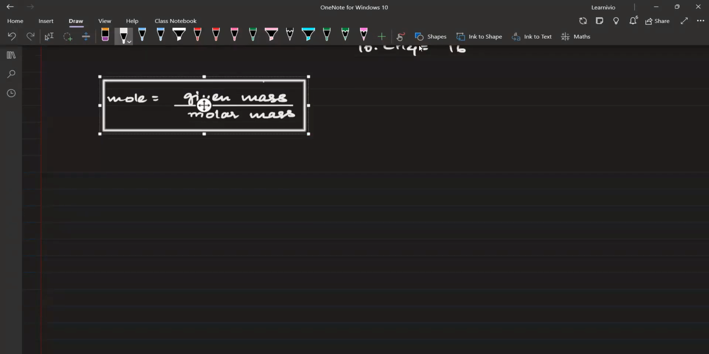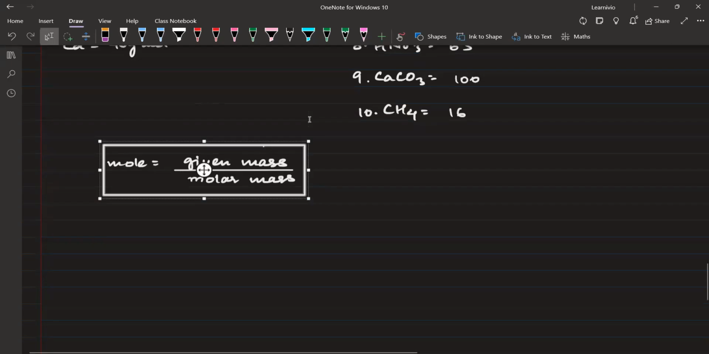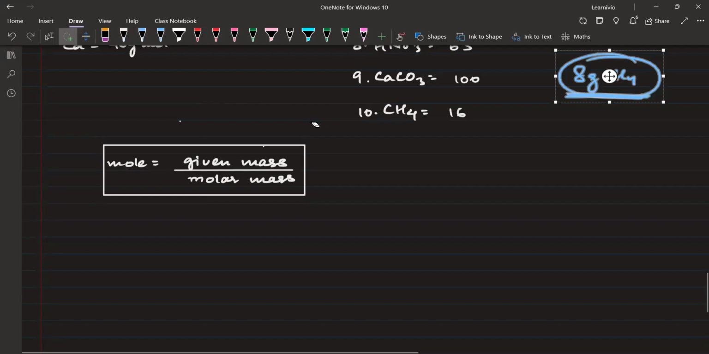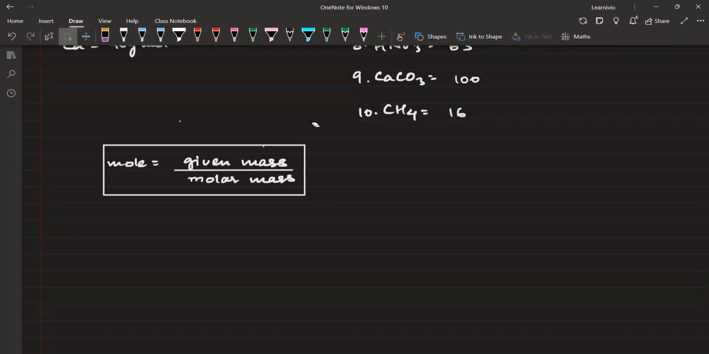For example, if I see CH4, then for 1 mole of CH4, what is the mass of 1 mole of CH4? It is 16. If I am having 8 grams of CH4, then how many moles of CH4am I having? Tell me, guys. Half mole. Makes sense? Zainab and Hafsa? Yes, sir. Okay, so it is again the same logic, no formula, same logic. Given mass by molar mass.